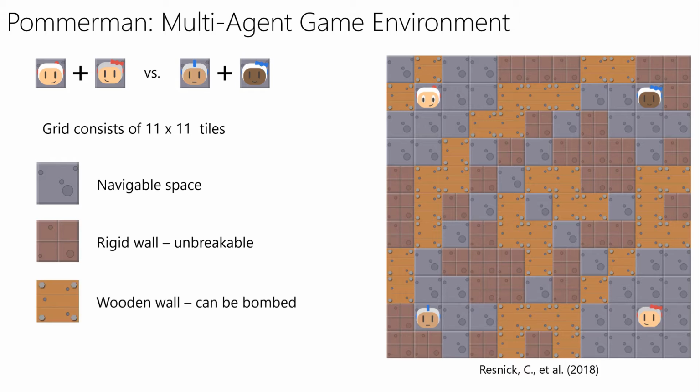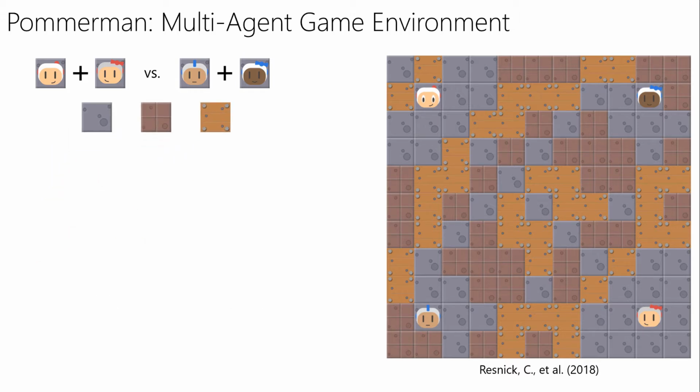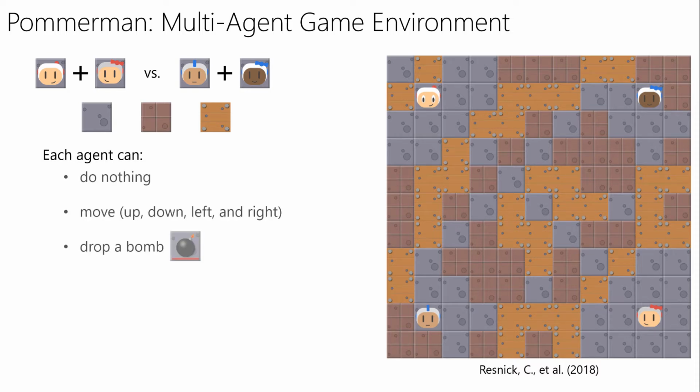First is the navigable space. Second is an unbreakable rigid wall. Lastly, the third type of tile is a wooden wall that can be broken by a bomb. The action space of agents is simple. In one time step, an agent can either do nothing, move in one of the 4 directions, or drop a bomb. A bomb explodes in exactly 10 time steps.